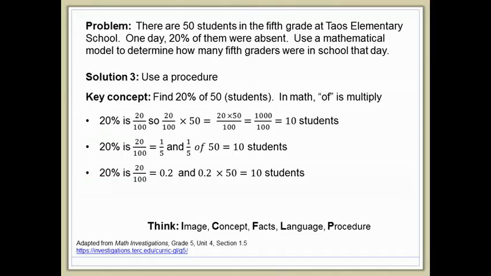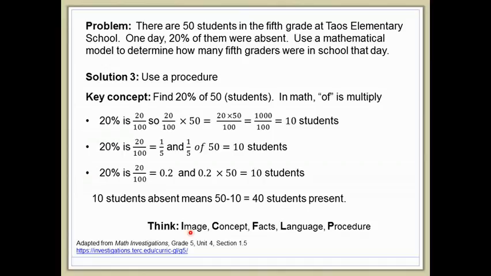The final way is to look at 20/100ths as a decimal. This is probably the most abstract. And then we can multiply using a procedure for multiplication, 0.2 times 50, and we get 10. So we've now done the core math of the problem, and the final issue is to make sure that students recognize that the question isn't asking for the number 10, it's asking for the number of students present, and so that would be 50 minus 10, or 40 students that are present.